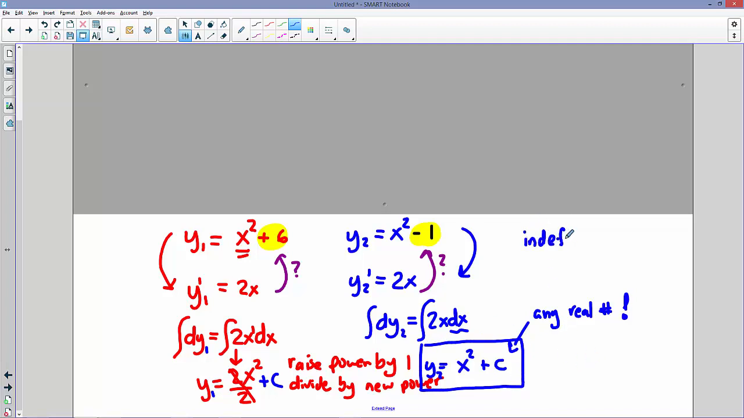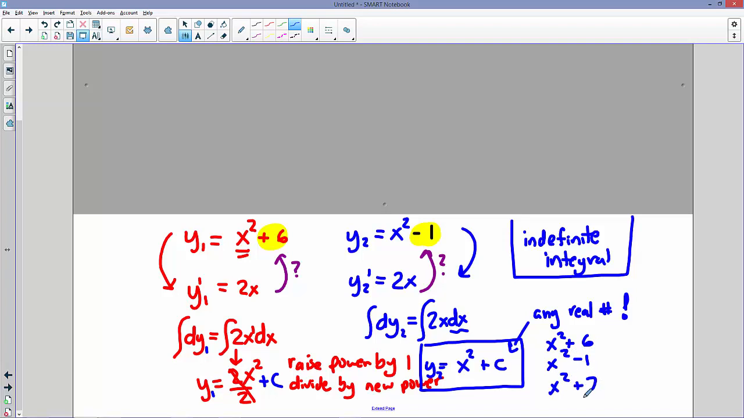this is called an indefinite integral, which I just want to intro here. We're not going to spend a ton of time on this yet. We get a plus c. And the reason for that is we're basically saying the answer to this problem is an infinite number of functions, right? So x squared plus 6 is an answer, x squared minus 1 is an answer, x squared plus 7, x squared is an answer because all of these guys, this is a family, right?